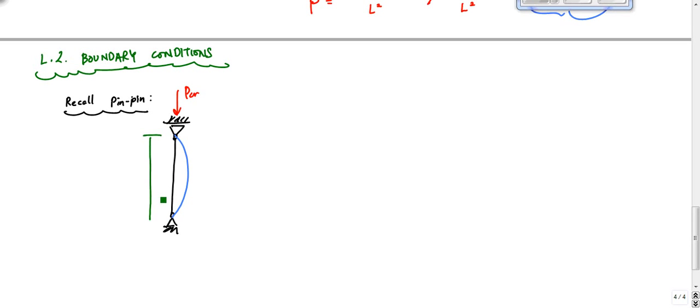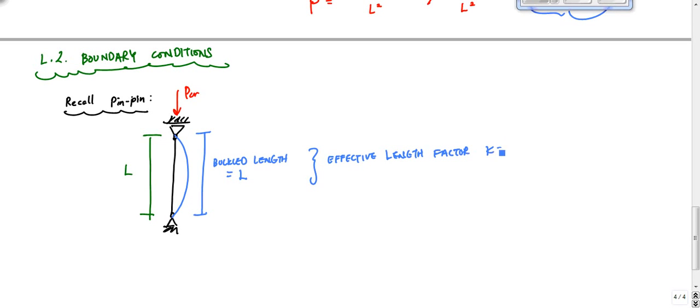The initial length of this was L. The buckled length, from here to here, from 0 displacement to 0 displacement, that buckled length right here was also equal to L. And this would have what's called an effective length factor K equal to 1.